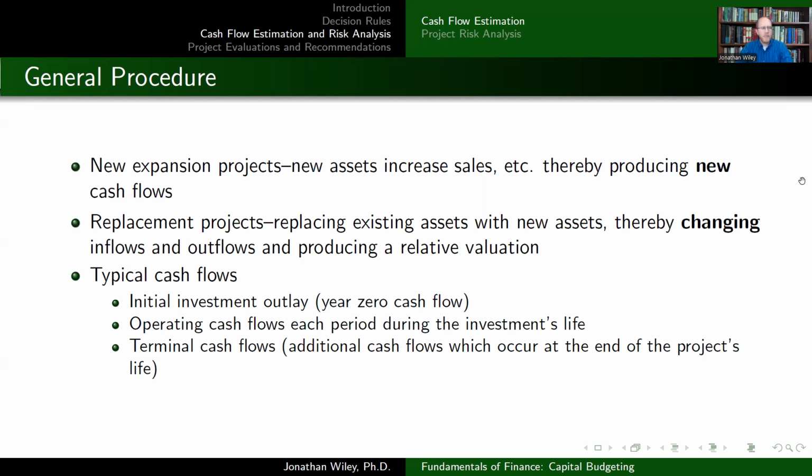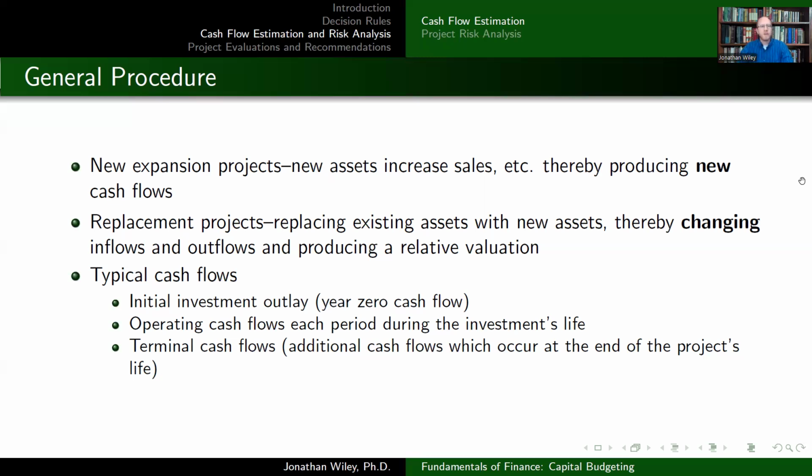If you're looking at a replacement project, this is replacing an existing asset with a new asset. So if you had an existing asset, there were cash flows associated with running that asset. When I replace it with a new asset, then some of the cash flows would have continued had I done nothing. Now I have different cash flows because I have a new asset. So what I have to compare is essentially what would the cash flows have been under the old asset? What will they be now under the new asset?